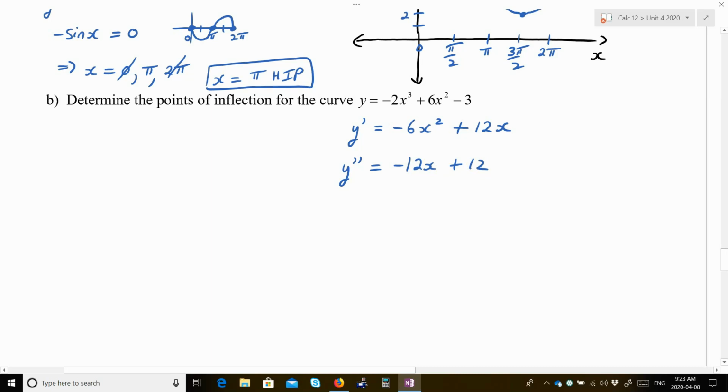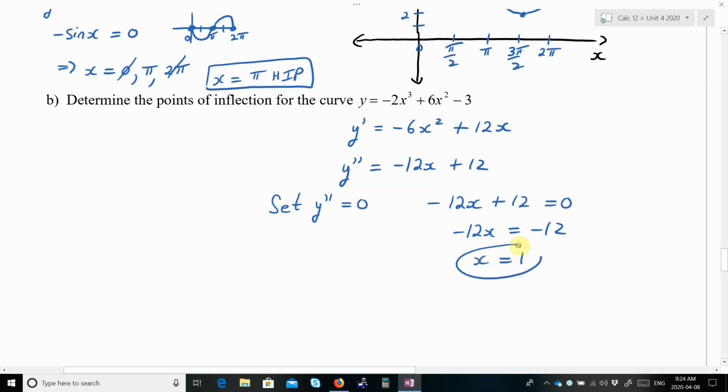And we need to know where y double prime equals 0. So I'm going to set y double prime equal to 0. This means negative 12x plus 12 equals 0, which means that negative 12x would equal negative 12 if I subtracted the 12 over, and then divide both sides by negative 12, and we get an inflection point at x equals 1. And this is a horizontal inflection point because that's the point where y double prime is equal to 0.